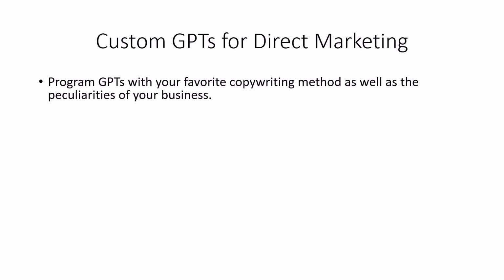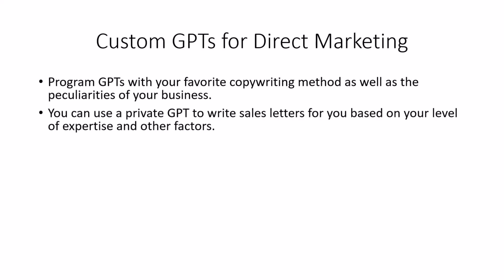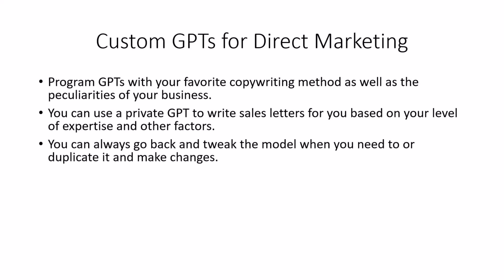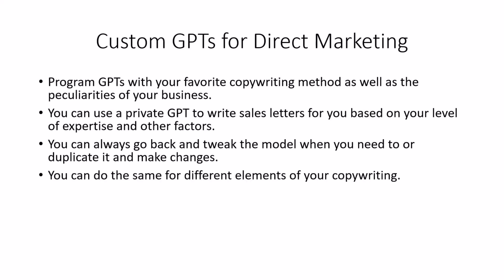Having said all that, you can program your GPTs with your favorite copywriting method. So if you like problem, agitate, solve, program a GPT in order to do that. And basically, you're going to keep this GPT private. You're going to ask it to help you write sales letters, and you want it to be based on your level of expertise and other factors. So when you're programming this GPT, you want to program it with the particulars of your business. You want to make sure you're putting your experience in there, the things you wanted to say about you. And you can do this for different elements of your copywriting, right? So you can do one for sales letters, you can do one for emails.